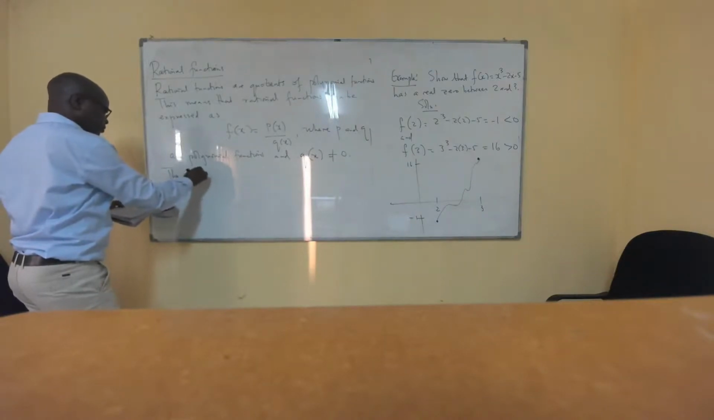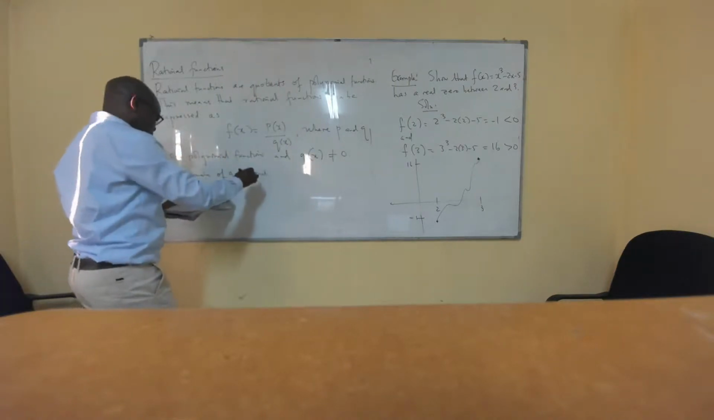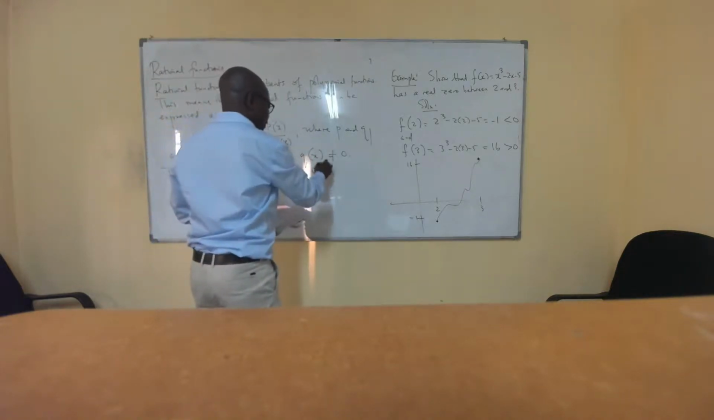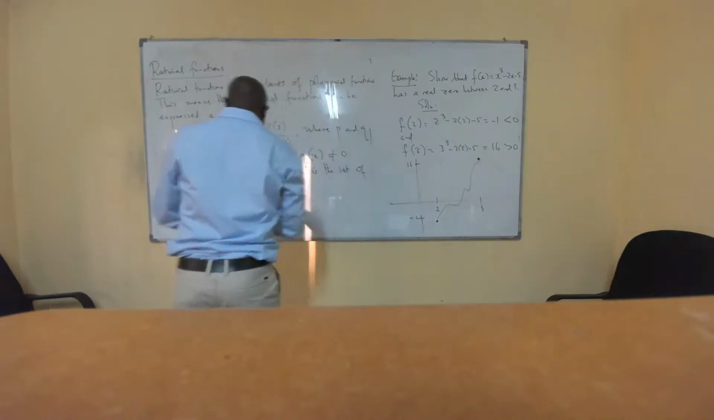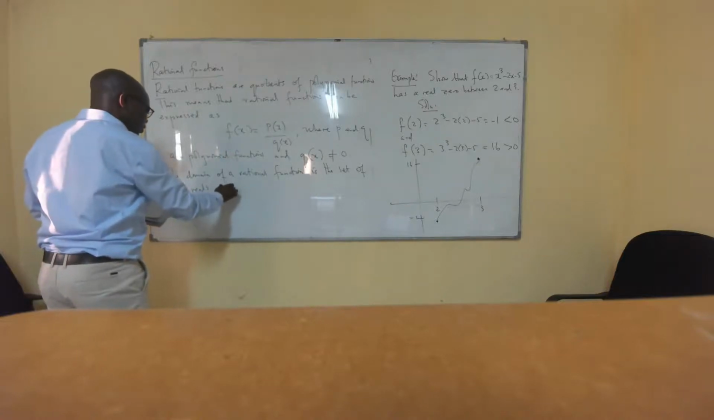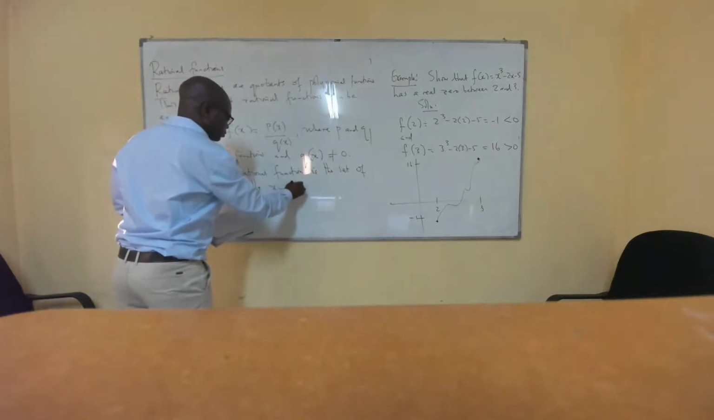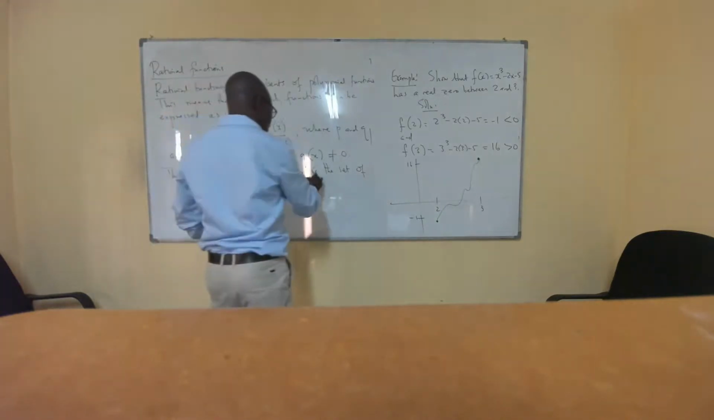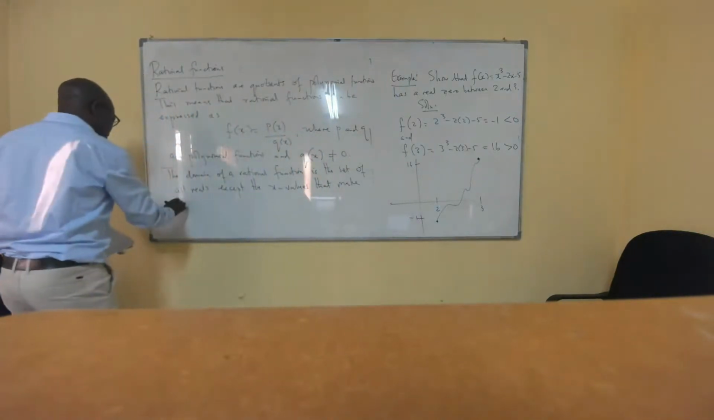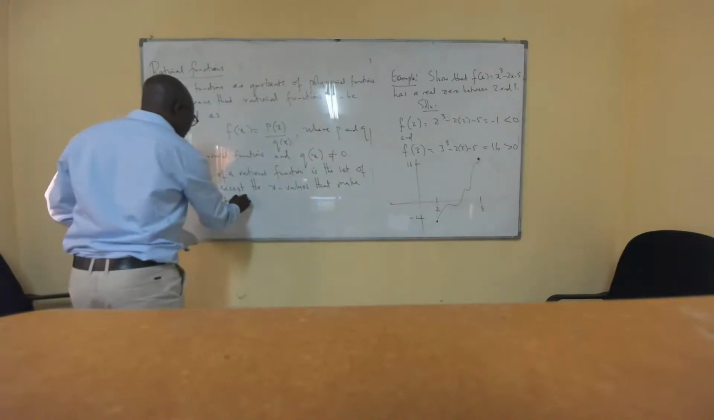The domain of a rational function is the set of real numbers except the x values that make the denominator 0.